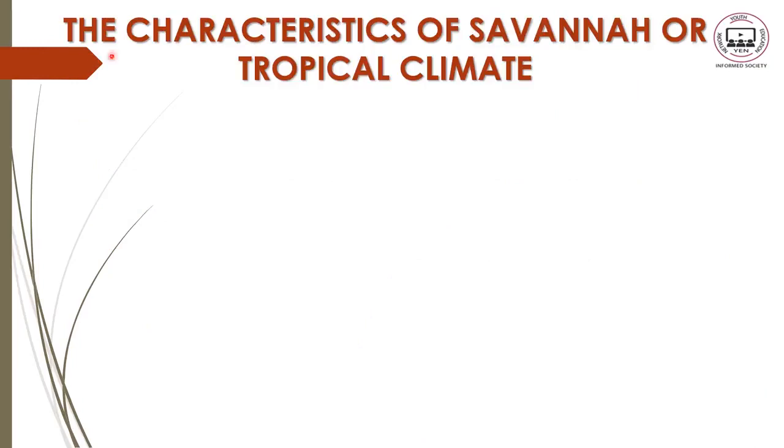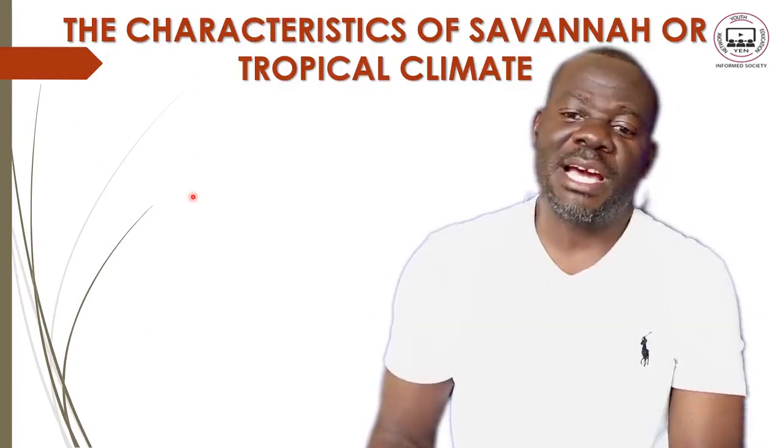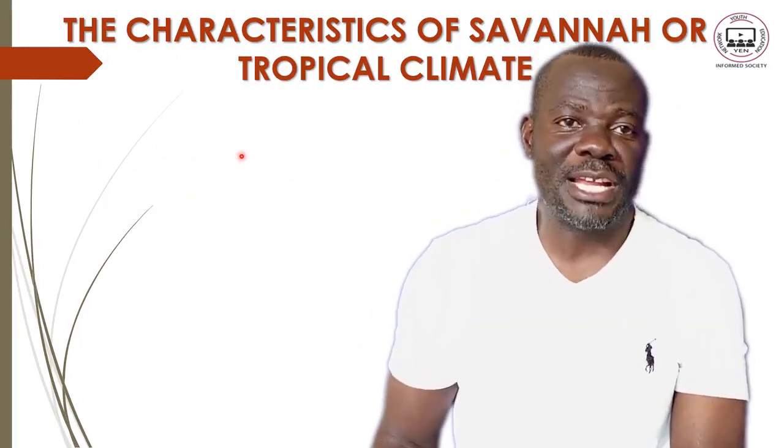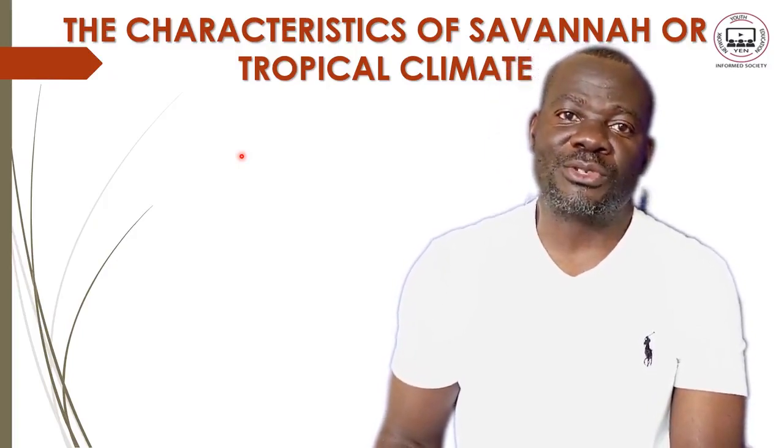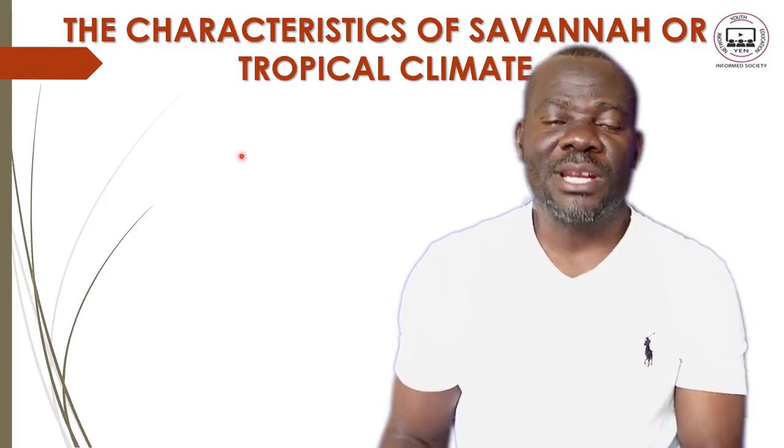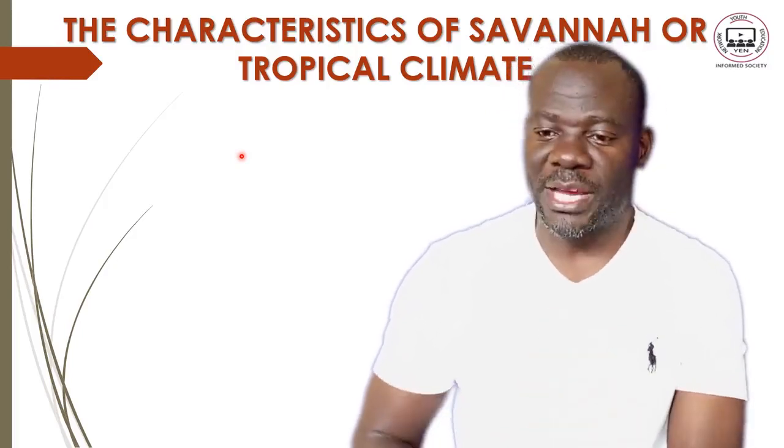Let us now look at the characteristics. What are the characteristics of savanna or tropical climate? We have said that Malawi has got tropical or savanna climate. What are the characteristics? Let's look at the characteristics.